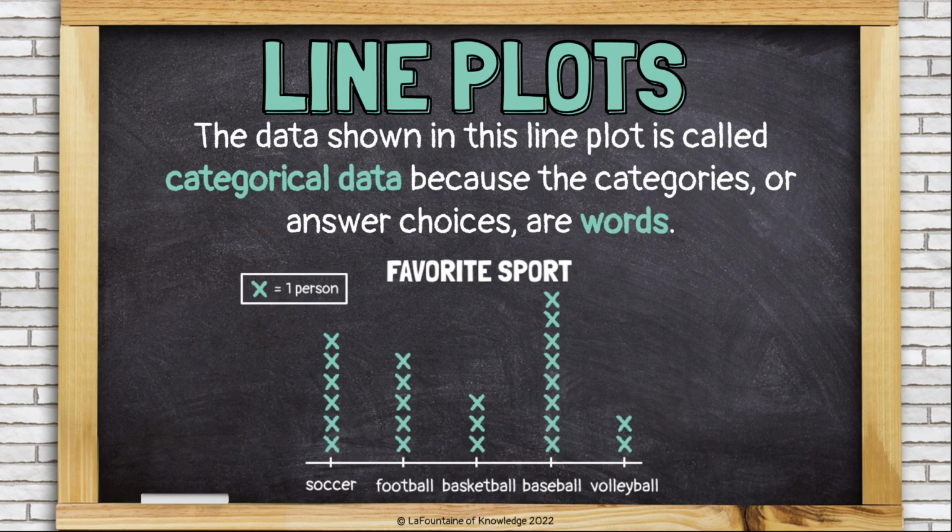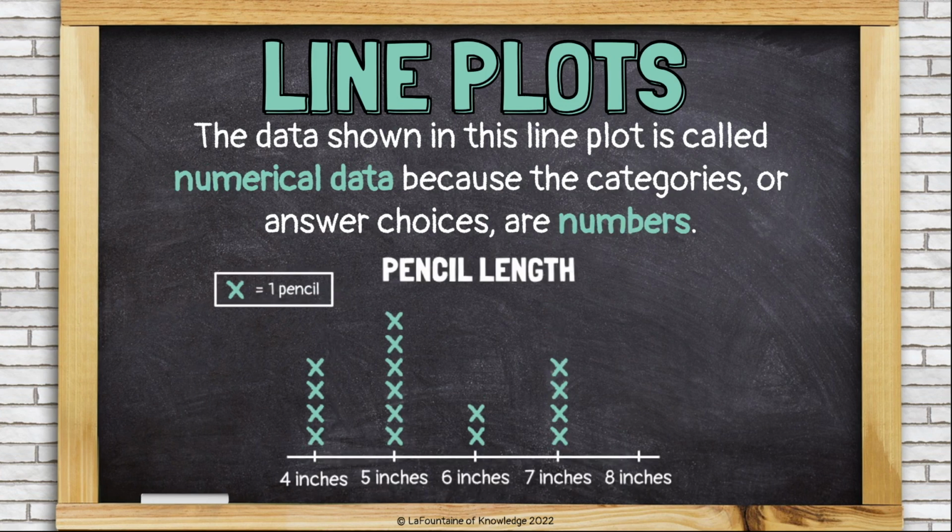The data shown in this line plot is called categorical data because the categories or answer choices along the bottom are words. The data shown in this line plot is called numerical data because the categories or answer choices along the bottom this time are numbers: 4, 5, 6, 7, and 8.